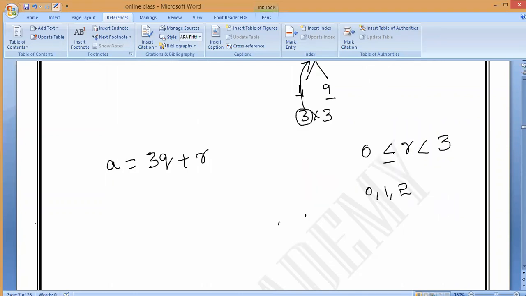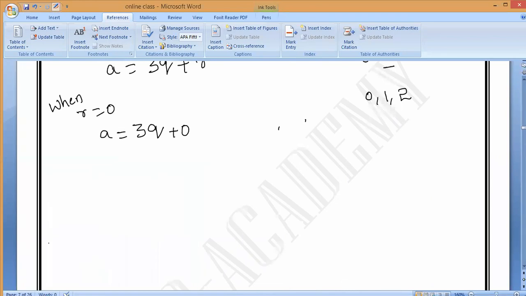So first, take when r equals 0. Then the equation becomes a equals 3q plus 0. Do you understand this one? Like the previous sum. When r equals 1, what is a? a equals 3q plus 1.